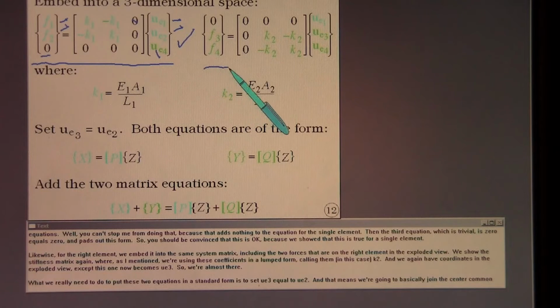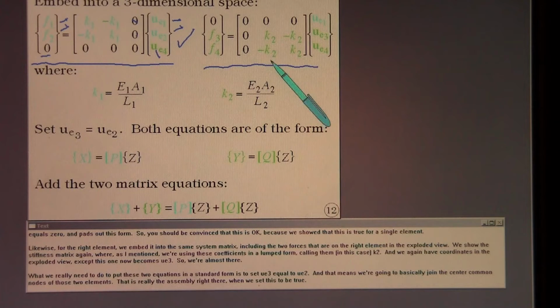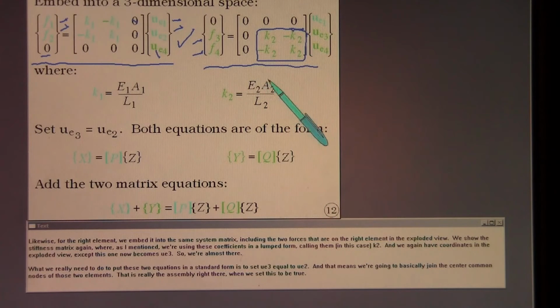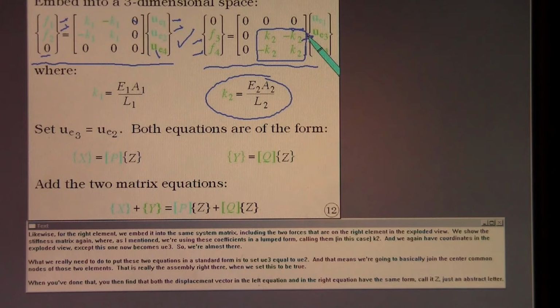Likewise, for the right element, we embed it into the same system matrix, including the 2 forces that are on the right element in the exploded view. We show the stiffness matrix again, where, as I mentioned, we're using these coefficients in a lump form, calling them, in this case, K2. And we again have coordinates in the exploded view, except this one now becomes UE3.